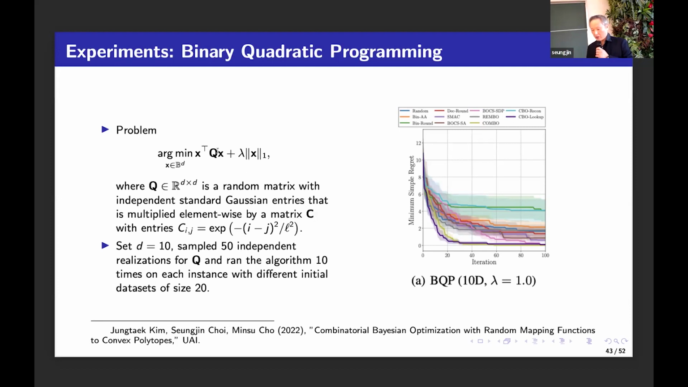This is a binary quadratic programming problem. Q is a D by D matrix, and X is the binary vector. We would like to find the minimum of these quadratic functions, and we do combinatorial Bayesian optimization to find the minimum of the binary quadratic functions. Okay, and this is the result.